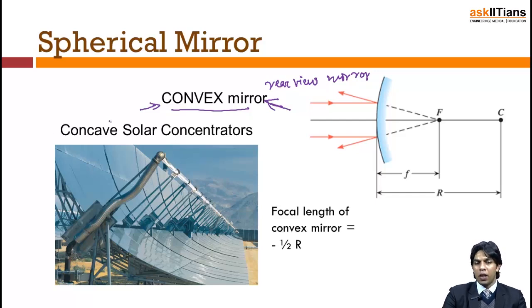So the concave mirror, the reflection due to the concave mirror, is the underlying principle behind the concave solar concentrators.